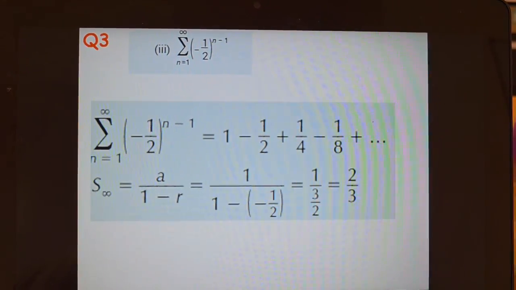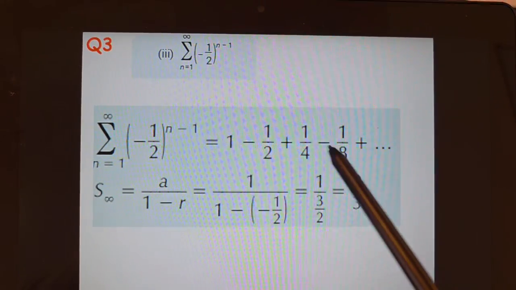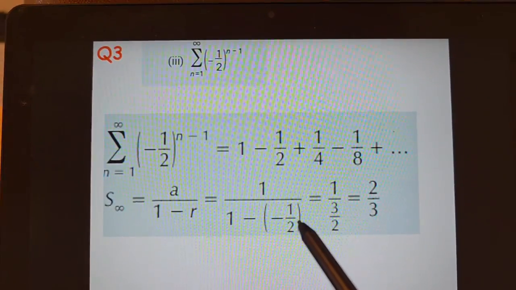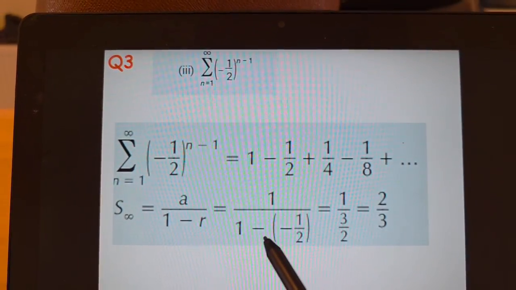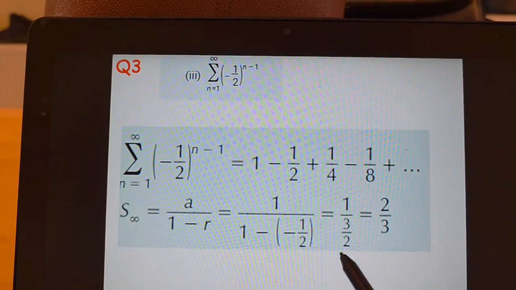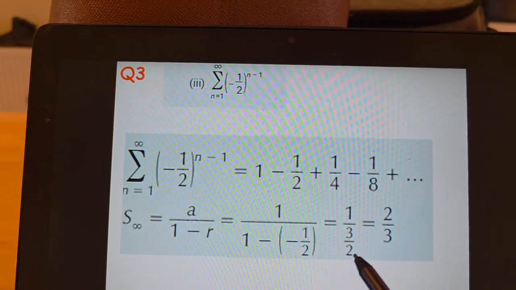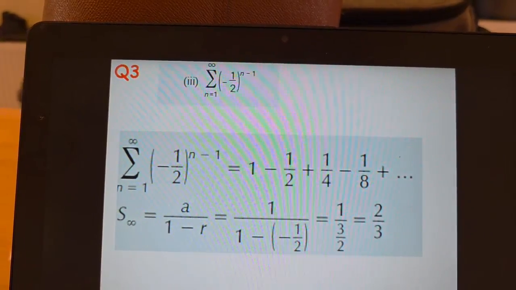Okay, your common ratio then, term 3 divided by term 2 will give you -1/2. Or you could say term 4 divided by term 3 gives you -1/2. So that's your common ratio. Or just remember a minus by a minus will become a plus. So 1 plus a half is 3/2. 1 divided by 3/2 is the same as 1 multiplied by 2/3, 2/3.